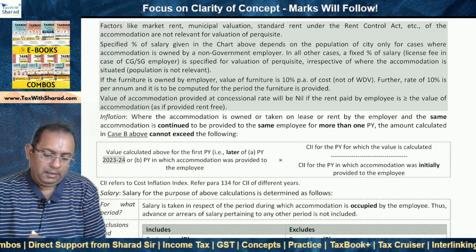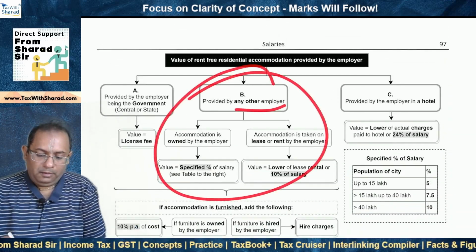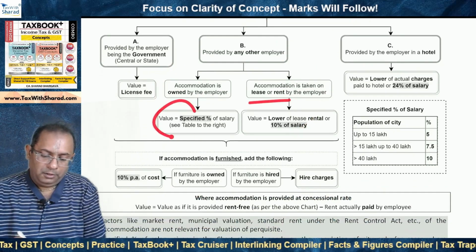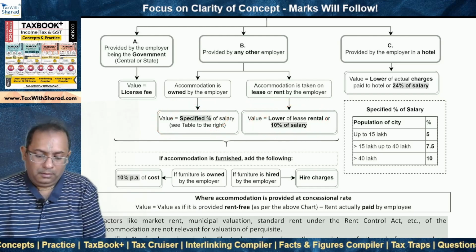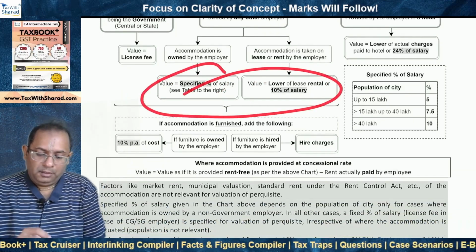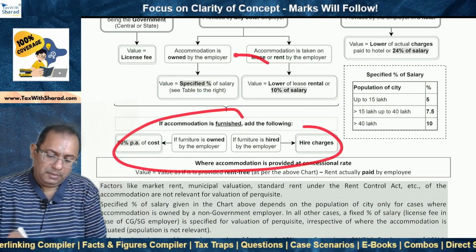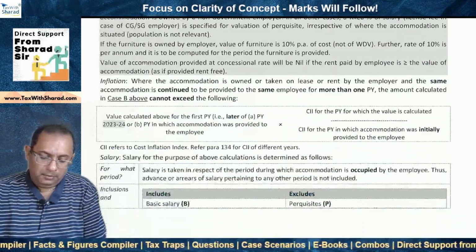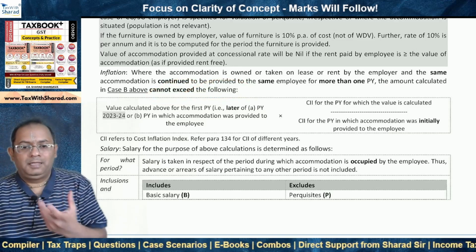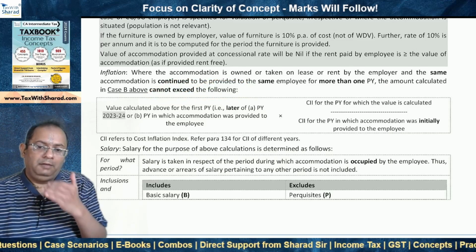So the amount calculated in case B above, for the non-government employer, whether owned by the employer or taken on lease or rent by the employer, this particular valuation is what we would generally arrive at. But this valuation that we arrive at, if the accommodation is furnished, we add this as well. So this whole valuation cannot exceed a particular amount, and the objective is to rationalize the valuation so that it is in line with the inflation trend.